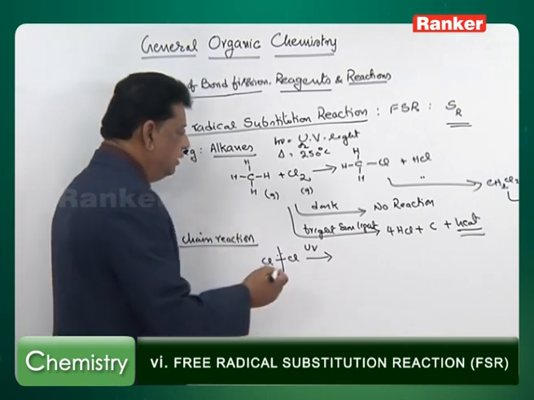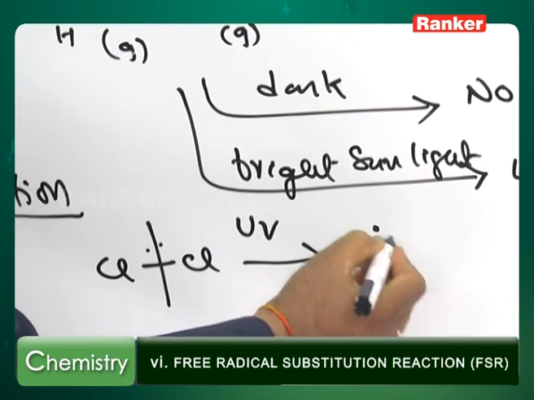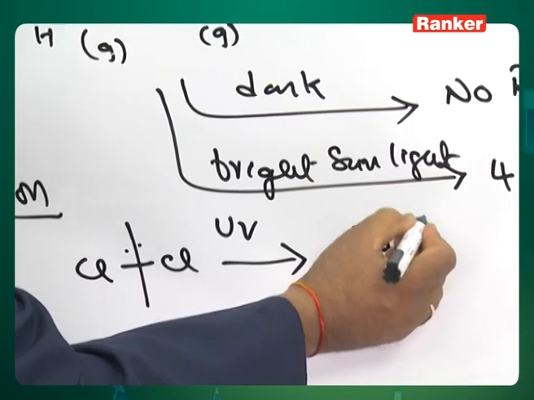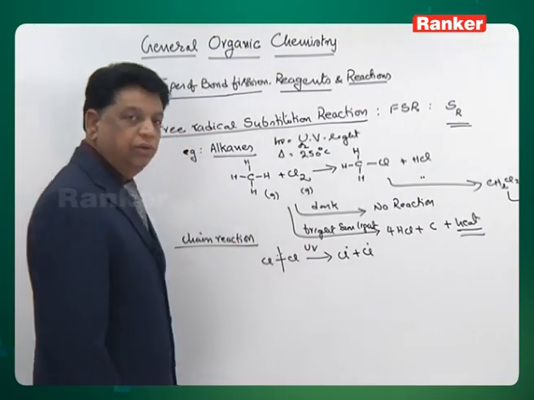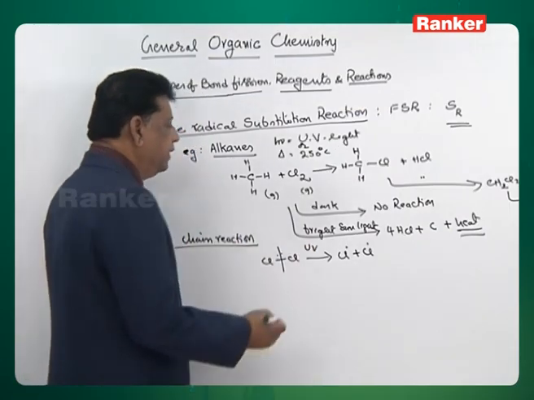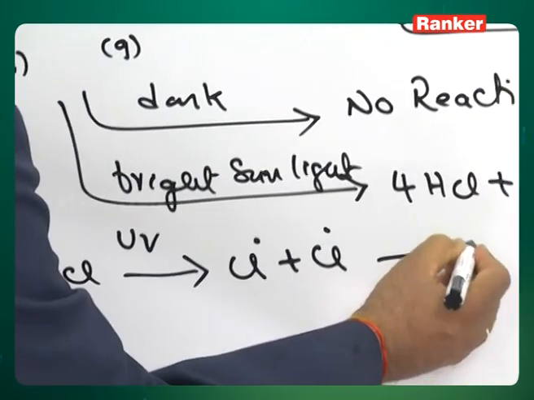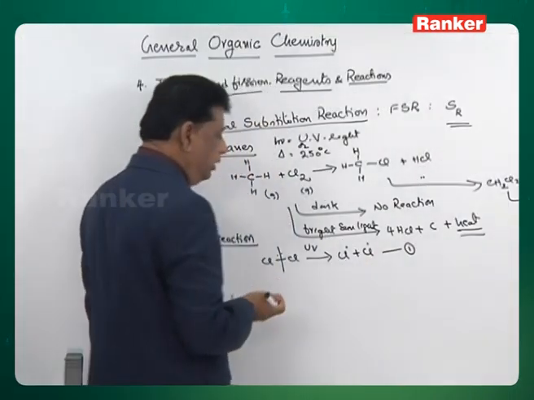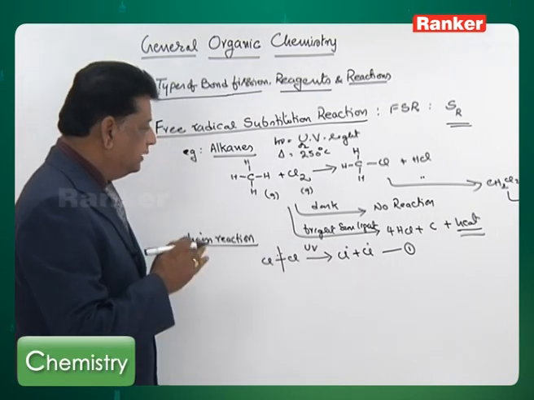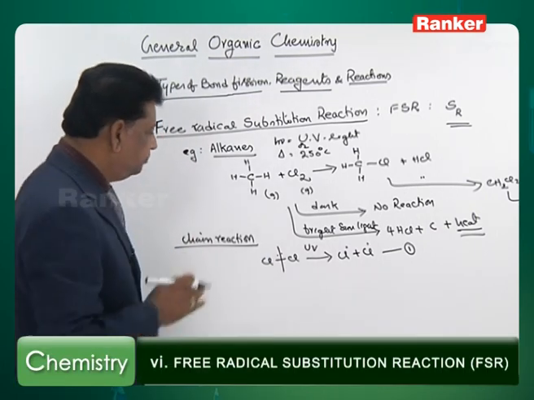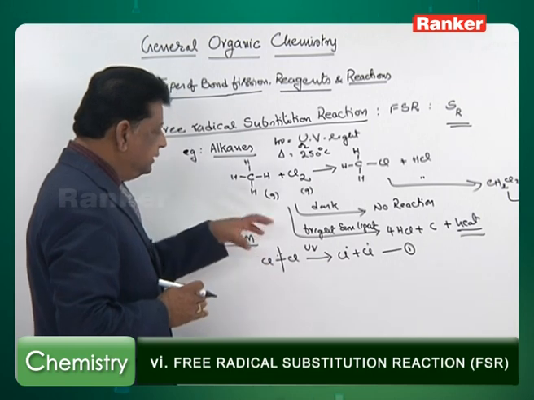So, the bond is cleaved, and the chlorine molecule becomes two chlorine free radicals. Let us call this the first step of the reaction, not the total reaction, but a part of the reaction identified as a step. In this step, energy is absorbed.